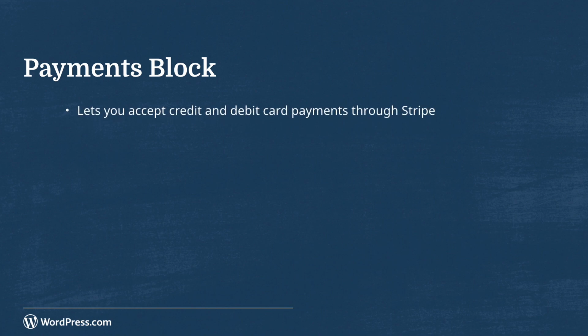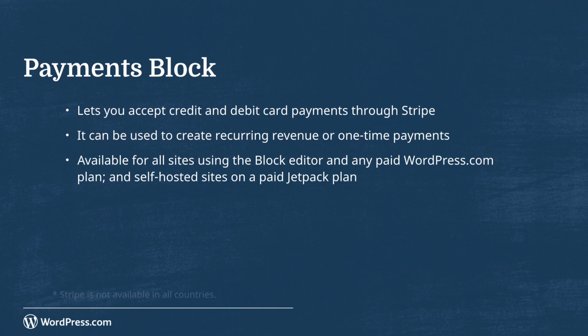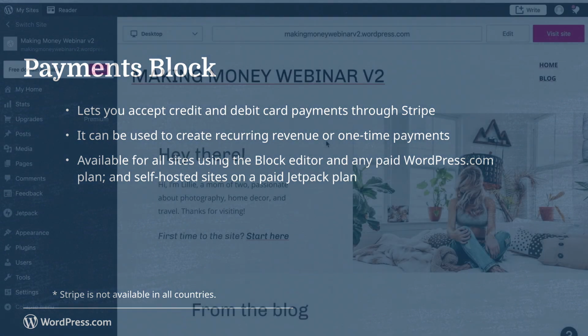The next feature that I would like to show you is the payments block. The payments block works almost the same way as the Pay with PayPal block, but the only difference is this is powered by Stripe. This lets you accept credit and debit card payments through Stripe, and it can be used to create recurring revenue or one-time payments. And this is available for all sites using the block editor and any paid WordPress.com plan or self-hosted sites on a paid Jetpack plan.